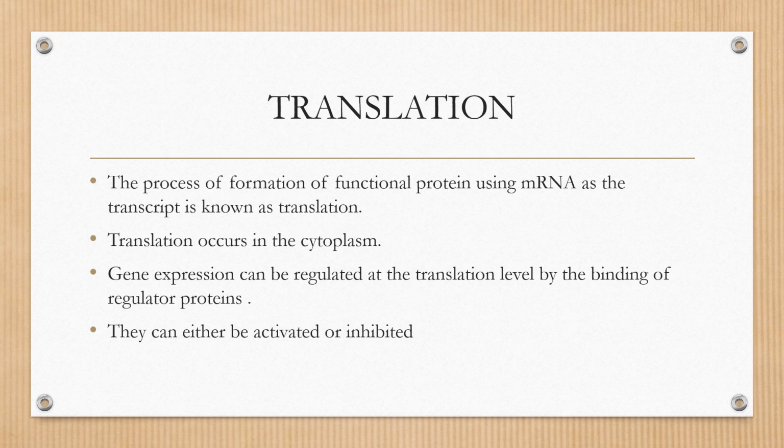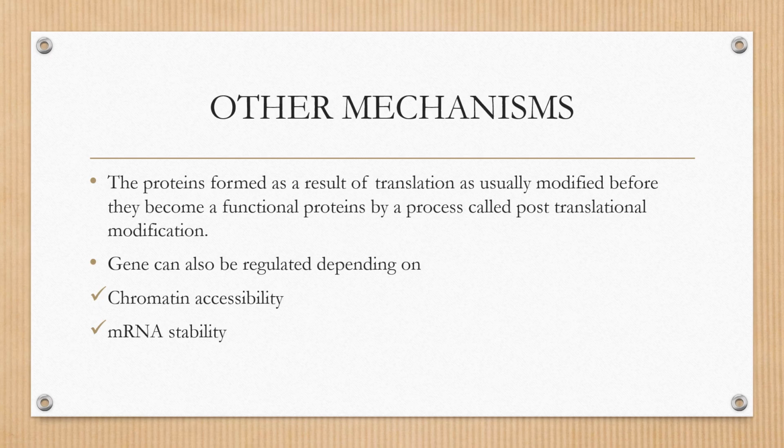The next step in gene expression is translation. Translation is the formation of a functional protein using mRNA as a template. Like I told you, your mRNA has already undergone processing because your translation occurs in the cytoplasm. Translation also, like transcription, has regulatory factors binding which can activate or inhibit the process. Translation also has certain regulatory proteins which can bind to your mRNA, which can either activate or inhibit translation.